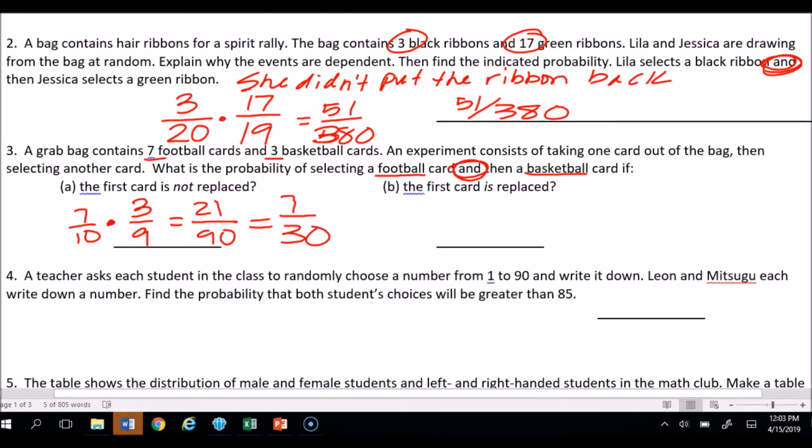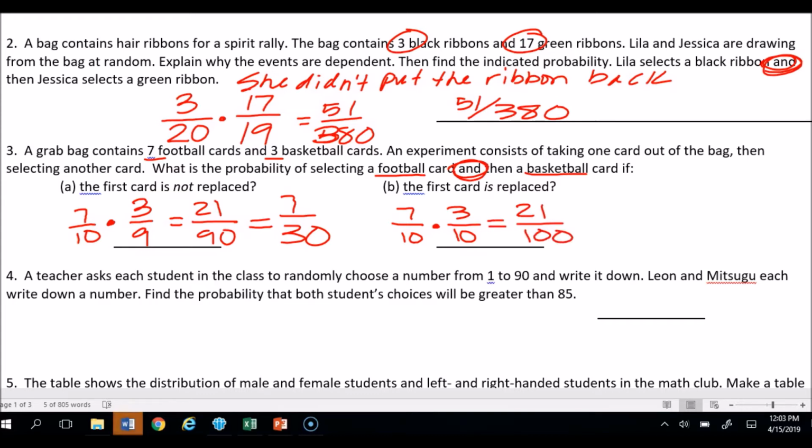Now the second one says that we are going to replace the card. So this time our denominator is not going to change. So we're going to have 7 over 10 times 3 over 10, because again, we put the card back. So this time we're going to get 21 over 100, and that number cannot be reduced.